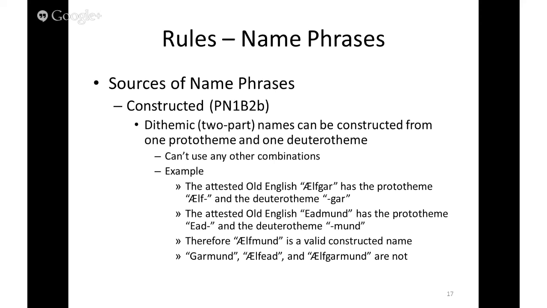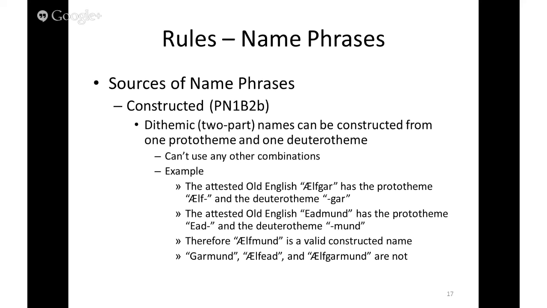Let's say we have an attested Old English name Elfgar, which is made up of the prototheme Elf and the deuterotheme Gar. We also have an attested Old English name Edmund, which has the prototheme Id and the deuterotheme Mund. So we can take one of those protothemes and one of those deuterothemes, stick them together, and make Elfmund. Now we don't have evidence for Elfmund, so it's not an attested name, it's a constructed one. But we can't take 2 deuterothemes, stick them together, and make Garmund, or take 2 protothemes and make Alfed, or take 3 of them and make Alfgarmund, because that's not the pattern of dithemic names.